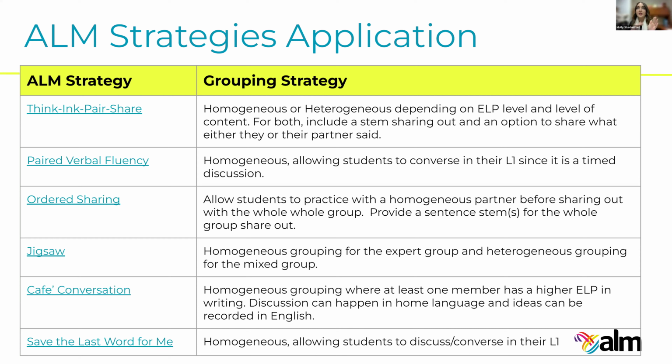So looking at your students' English language proficiency levels, if you watched episode 1, looking at their writing score, a student who has a higher proficiency in writing should be a member of that group so that as they're having these discussions in their native language, they're able to produce something in English for the cafe conversation piece. And then the last one, save the last word for me, that would be best done in a homogeneous group where students are allowed to discuss and converse in their first language.